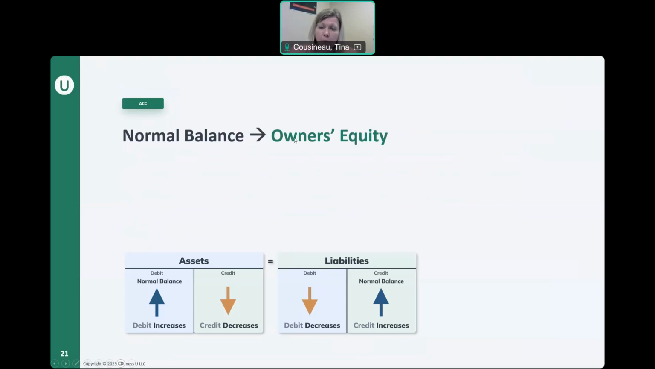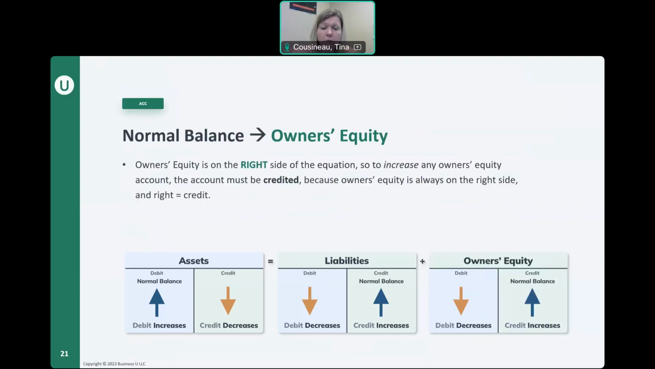Now, normal balance of owner's equity. Owner's equity also sits on the right side of the equation. So to increase any owner's equity account, the account must be credited because owner's equity is always on the right side and the right is a credit. So the normal balance of the owner's equity account is on the credit side.